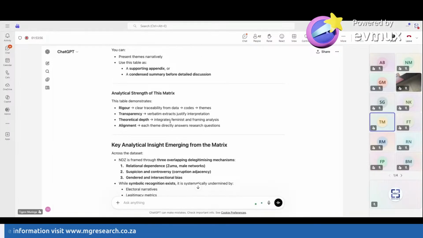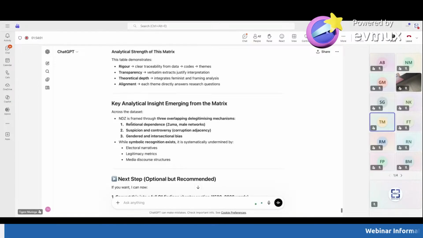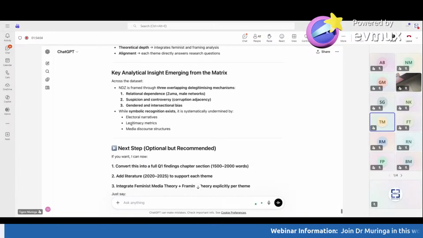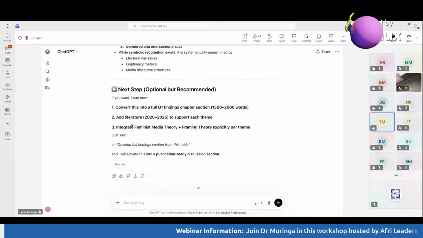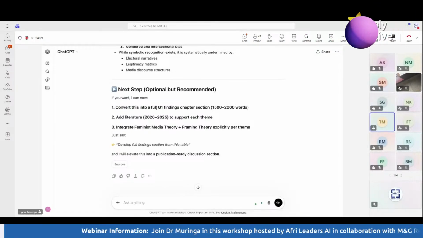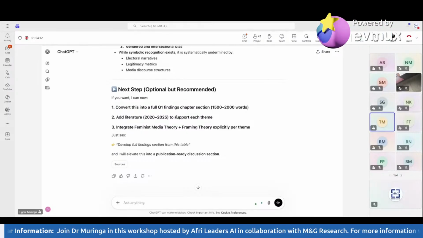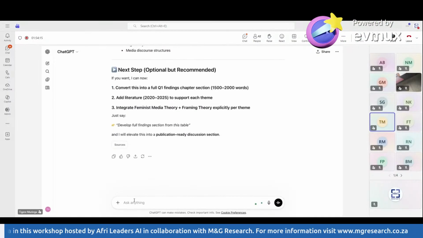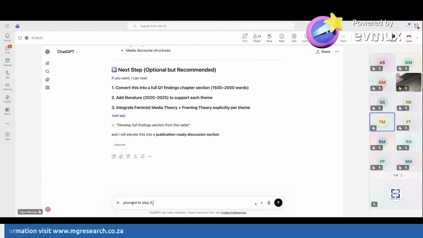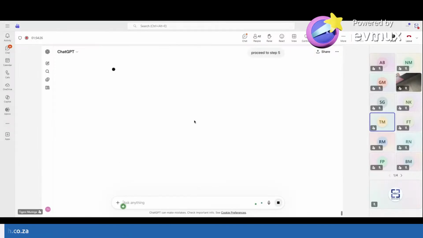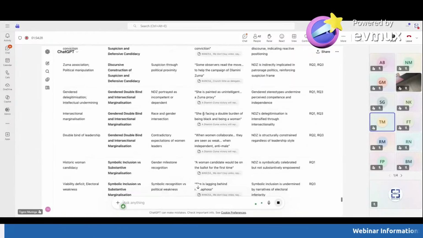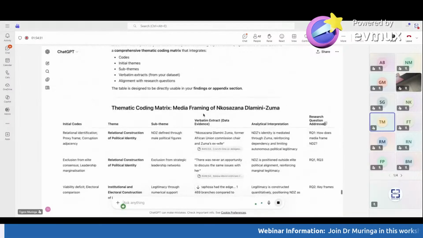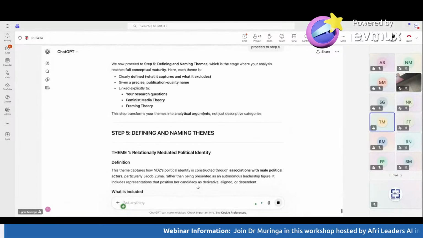Then it also gives the analytical strength of this matrix. This table demonstrates rigor, transparency, theoretical depth, and key analytical insights emerging from this matrix. It gives you one step, optional but recommended: convert this into a full Q1 findings chapter section. We're not there yet. So let's proceed to step 5. We can take this table, copy and paste it, and insert it in our dissertation right after we've verified it.